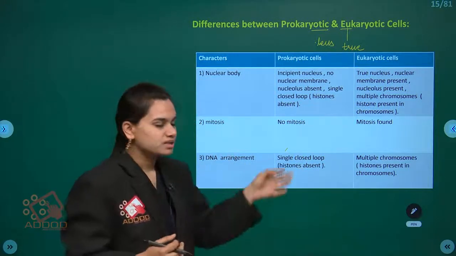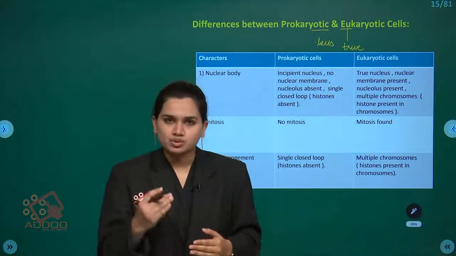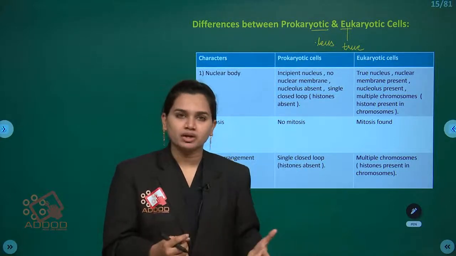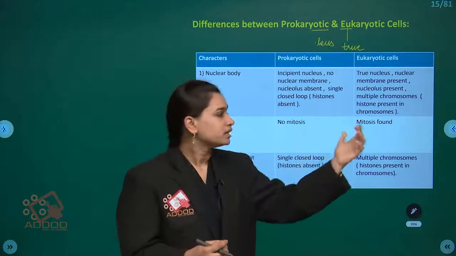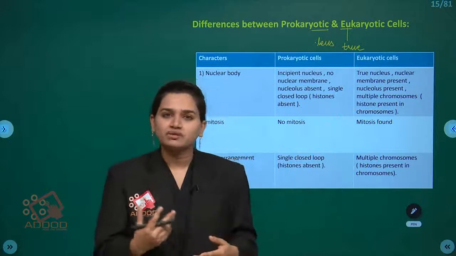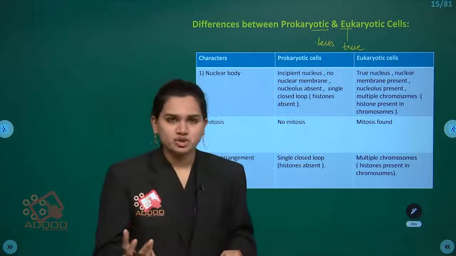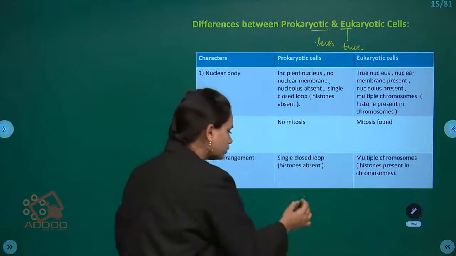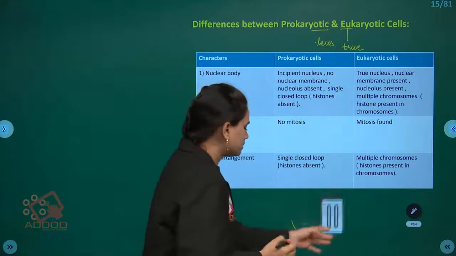Next comes mitosis. Now, since a proper nucleus is not present in the prokaryotic organisms, mitosis does not take place, whereas mitosis takes place in the case of eukaryotic organisms. Next comes the DNA arrangement. Now, let me show you how the nucleus will be present. With that you can understand better.